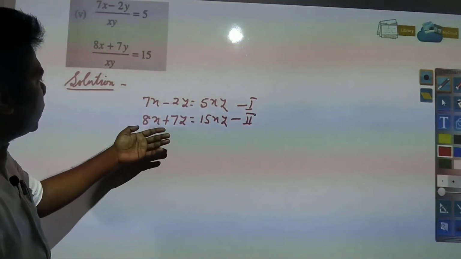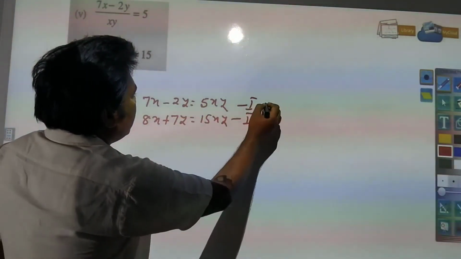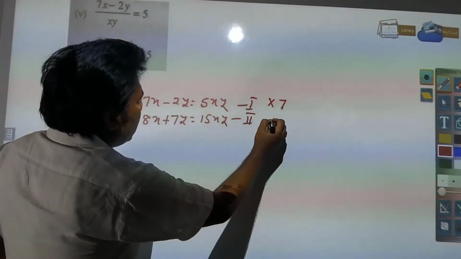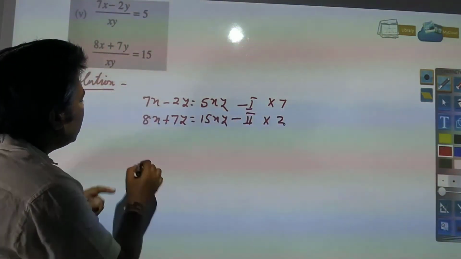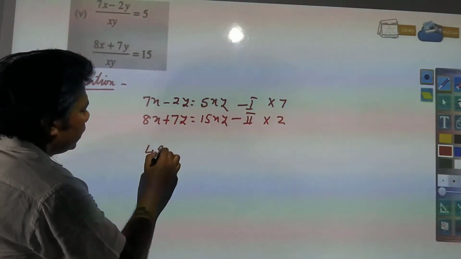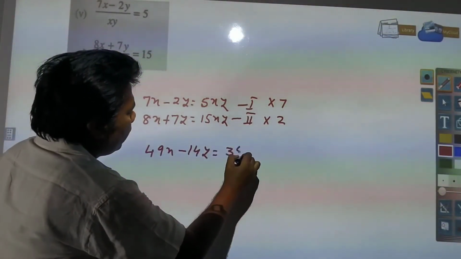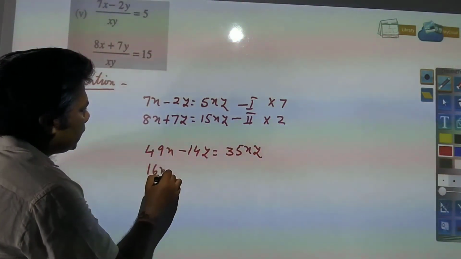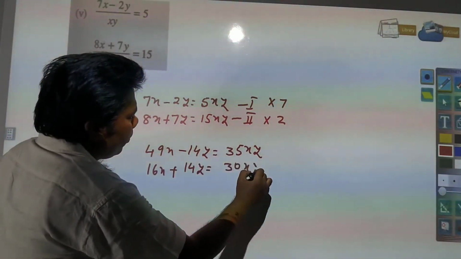So first suppose just we will make y term equal. So for that what will be required? Suppose here we will multiply by 7, and here second equation will be multiplied by 2. So 7 sevens are 49x minus 14y is equal to 35xy you will get. Now if by 2 you are multiplying, you will get 16x plus 14y is equal to 30xy.